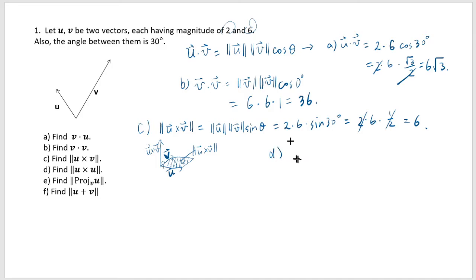Now for D, if you have u cross u, this time it would be norm of u times norm of u times the sine of the angle between u and u, which is 0 degrees because it's the same vector. Same vectors have 0 degrees as their angle. By the way, this is sine. And sine of 0 is 0, so 2 times 2 times 0, it's going to be 0. Okay, E.